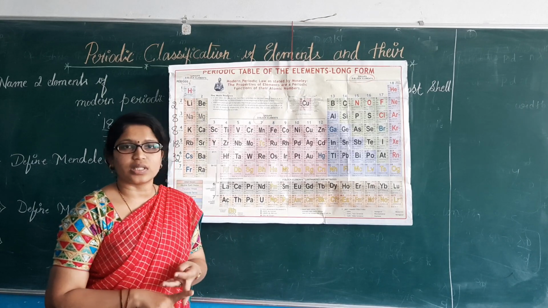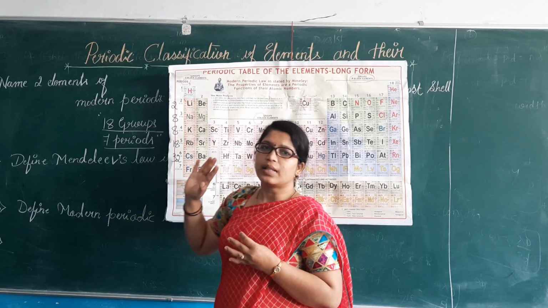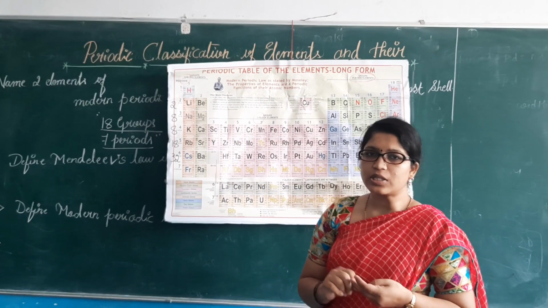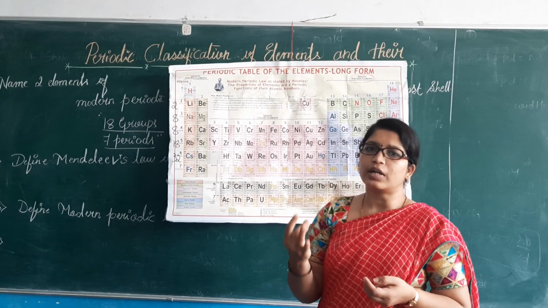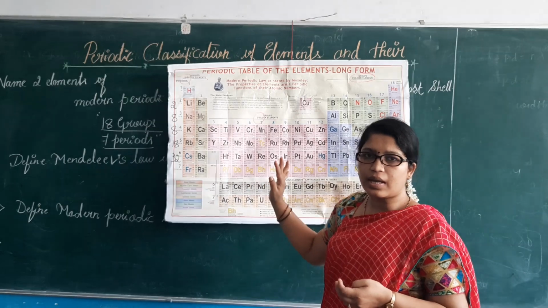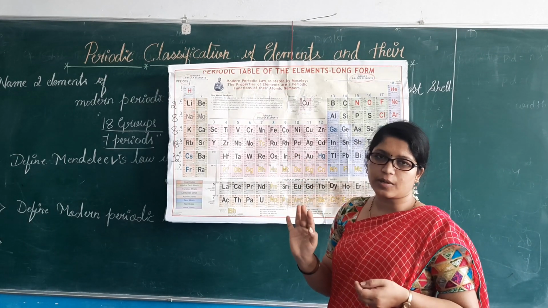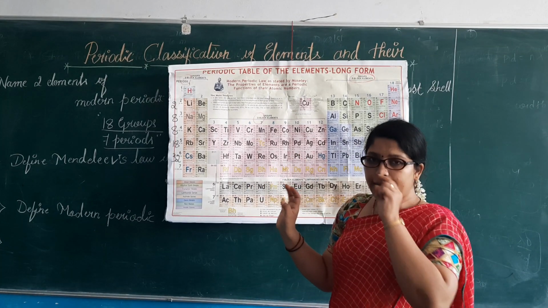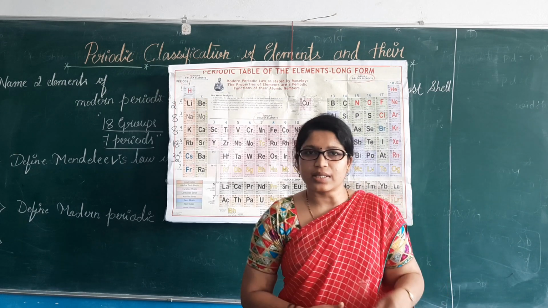There are in total 7 periods, 18 groups, and there are mainly 4 blocks present: S block, P block, D block and F block. And even I have told you what are the elements so and so present here. So having idea regarding this one, we move to next now.